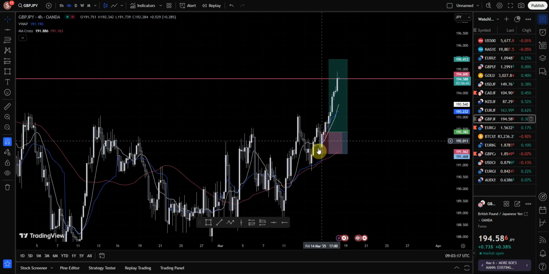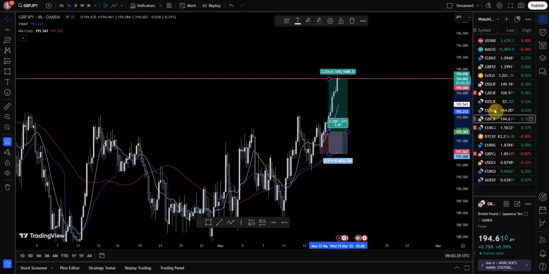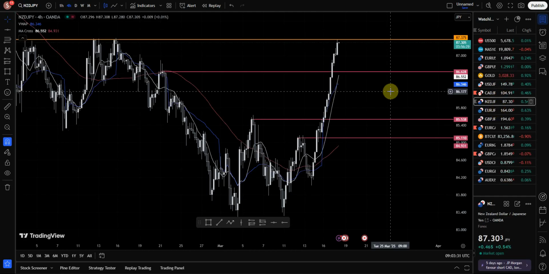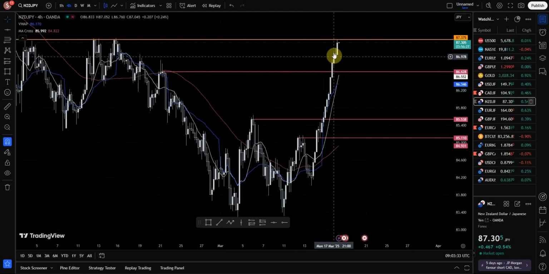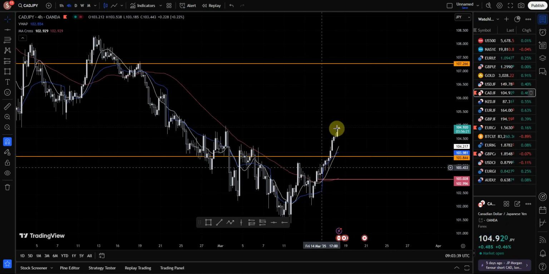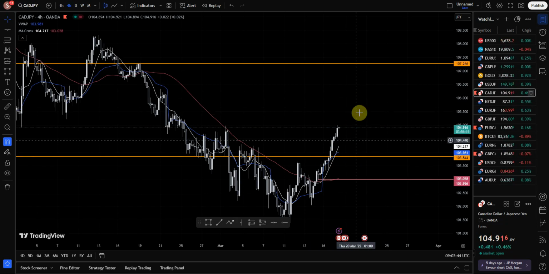This is a move I caught between last night, yesterday and this morning. I also caught, I think, two similar moves. Actually, I caught four of this same setup yesterday. Between yesterday and today, I caught one between here and here, and I still have this one that is currently running. This is where my target is.